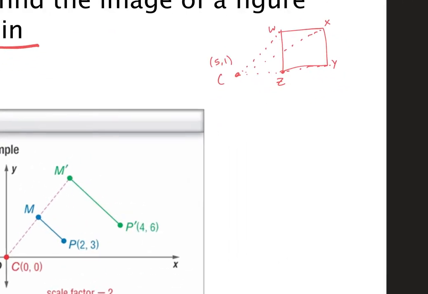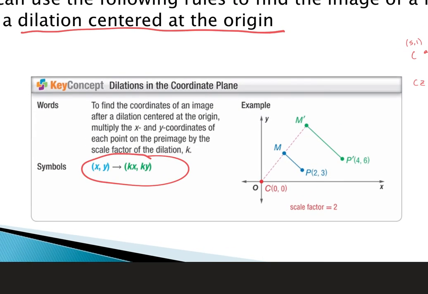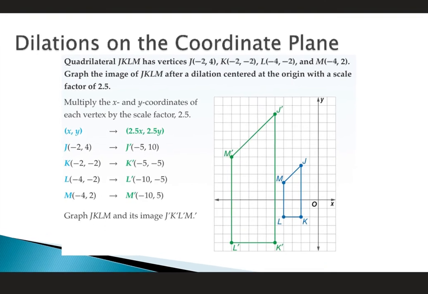If it's not, then you gotta go back to this method and find the distance between CZ and then multiply the distance by your scale factor. Okay? But what we're going to do is we're going to practice with this rule because that's going to be the large majority of our problems. And so here we go. This would be a good example to have in your notes.